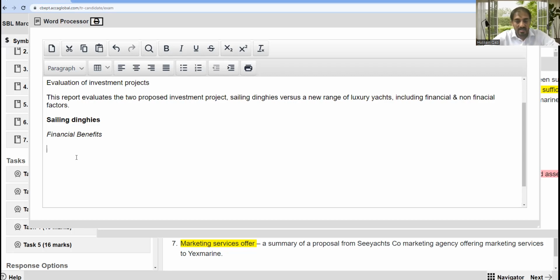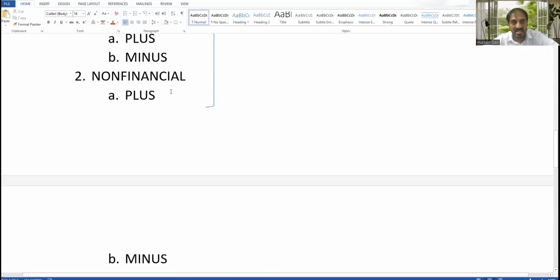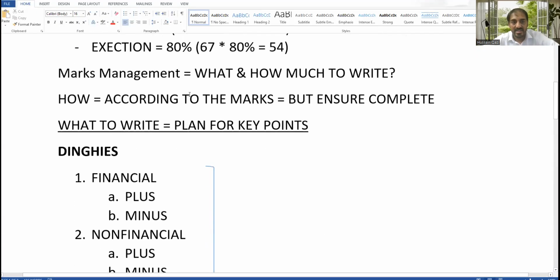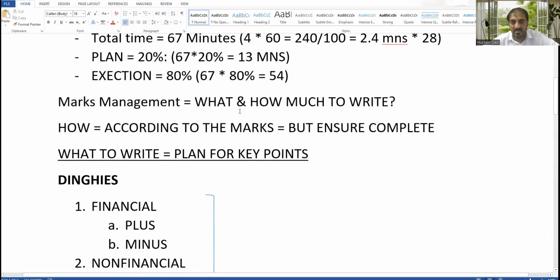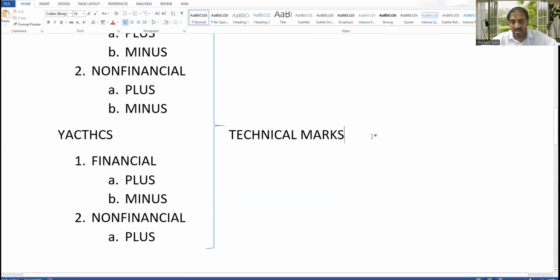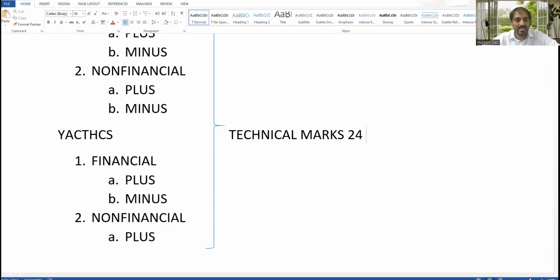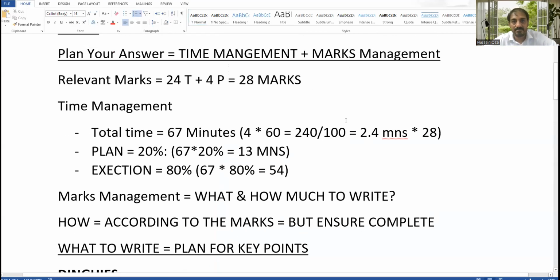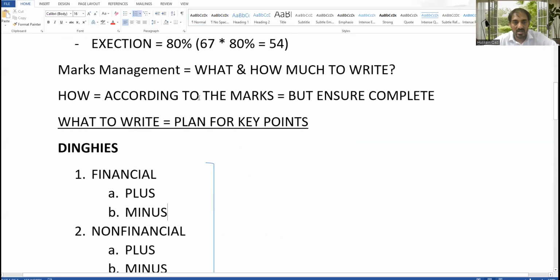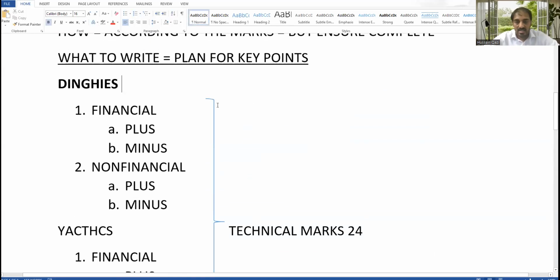The first point, I wanted to write the financial benefits. Okay, we have to make a plan about this, sir. If we are working for this technical marks, and this is 24 marks, so we can split the 24 marks in this component.